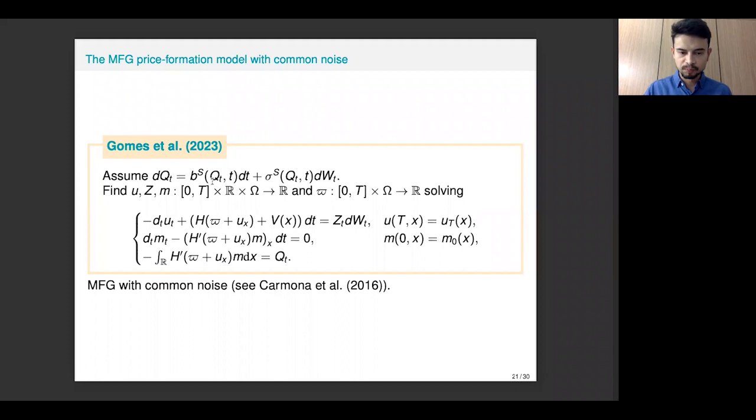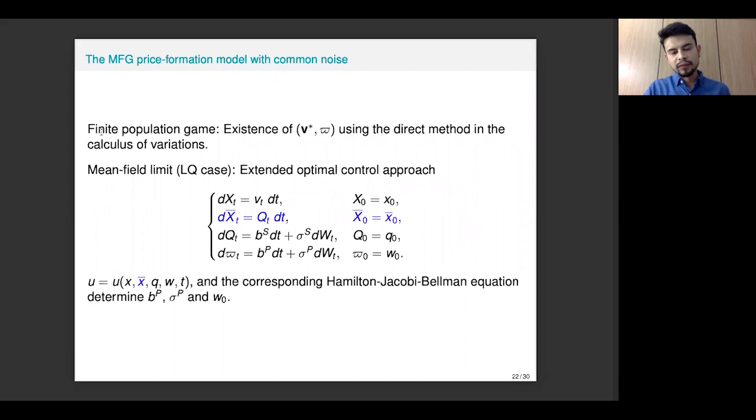Just as a brief result on the previous system, we study the finite population game, which is the usual path you do with these systems, and then you study the corresponding mean field limit and the convergence. For instance, if you have a linear quadratic model, we show that you can actually obtain explicit solutions to this mean field game system by doing an extended space approach to the optimal control problem.